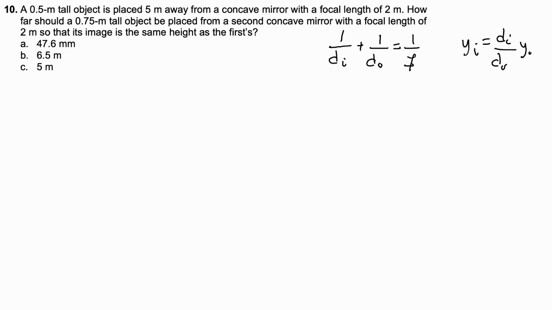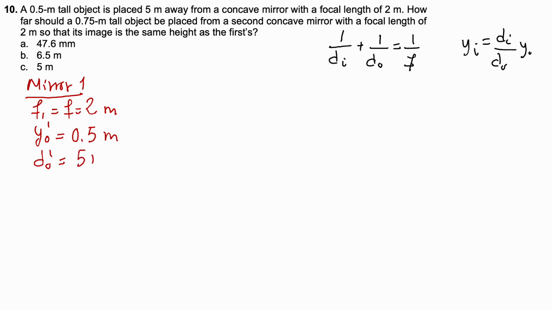So we have a first mirror, mirror 1, for which we know the focal length, which I'm just going to call f because it is the same for both, is 2 meters. The height of the object is 0.5, and then the object is placed at 2 meters. No, sorry, 5 meters.